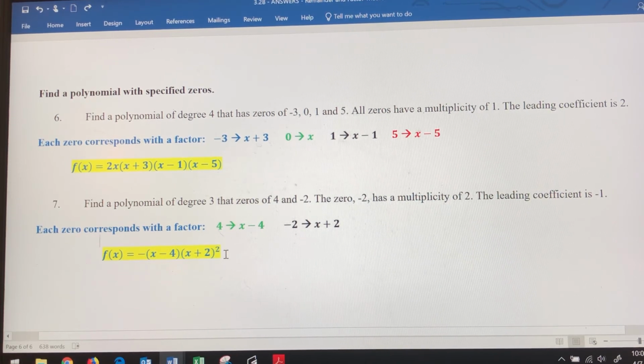So that's how you're going to write polynomial functions with given degrees, specified zeros, specified multiplicities, and a specified leading coefficient.